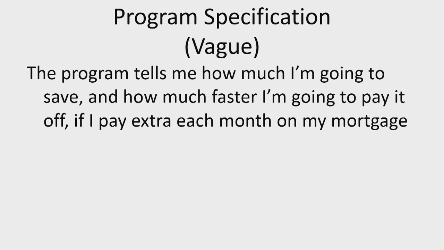So let's write a specification. So far we've only been writing specifications for methods, but I want to talk about what's the purpose of this program. We're not going to talk about this at the level of method inputs and outputs. We're going to talk about the whole thing. Well, I'll start with a very vague specification. I always like to start with something vague and short. So the program is going to tell me how much I'm going to save and how much faster I'm going to pay off my mortgage if I pay off extra each month.